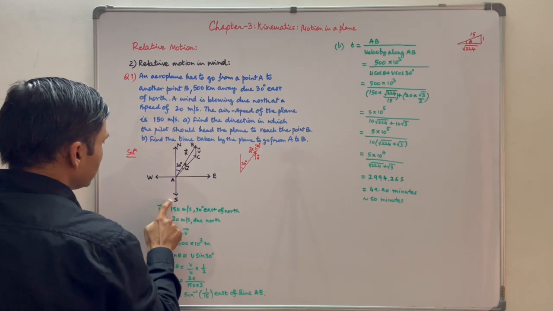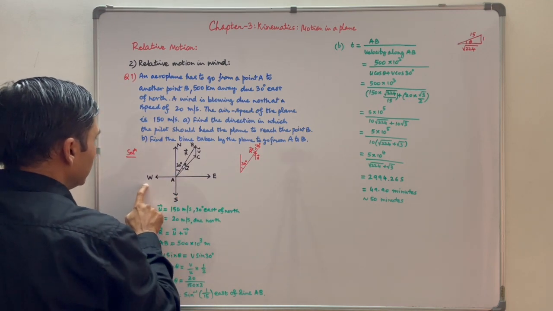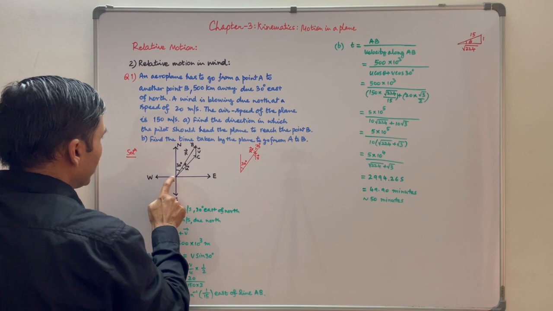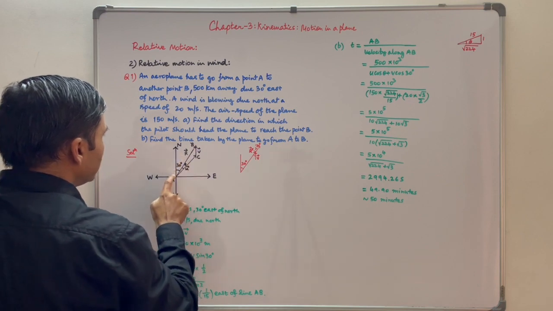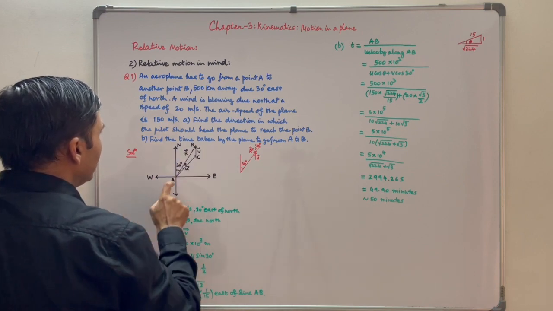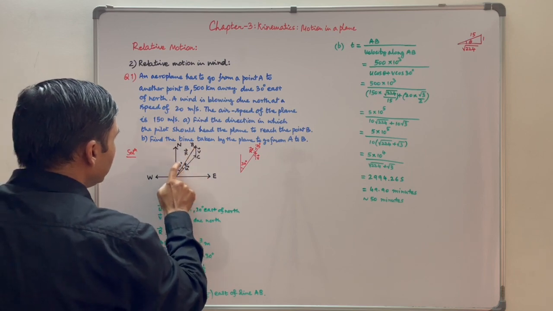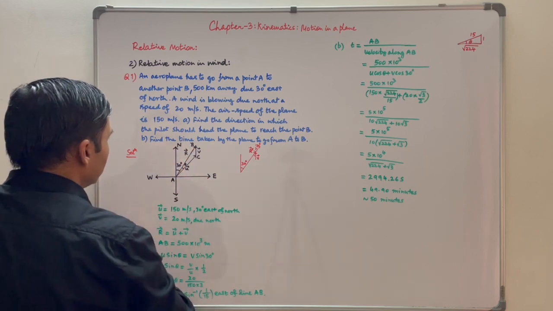This is north, this is south, this is east, and this is west. A plane has to start from point A and reach point B, which is 500 kilometers away. Line AB makes 30 degree with north towards east.